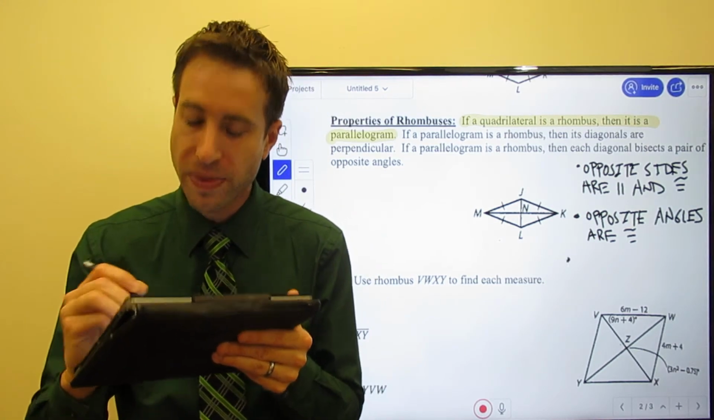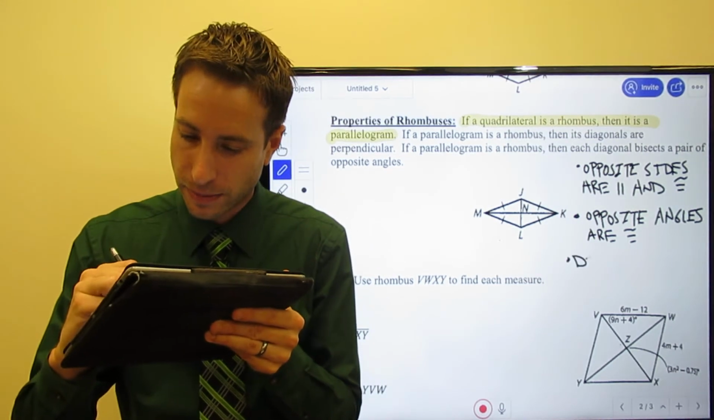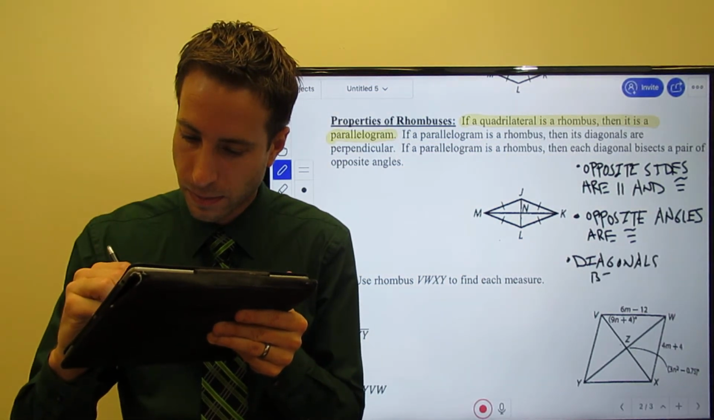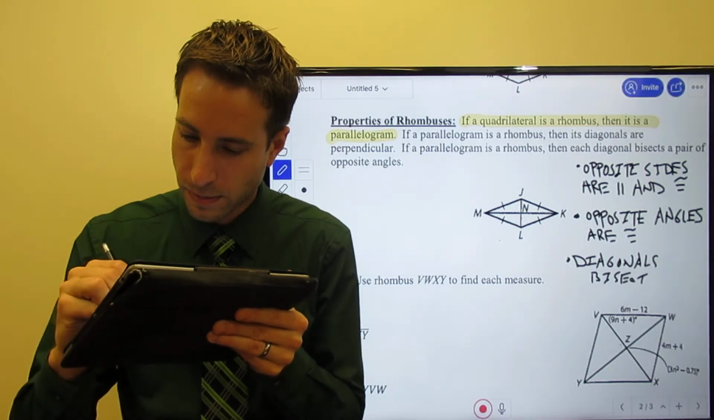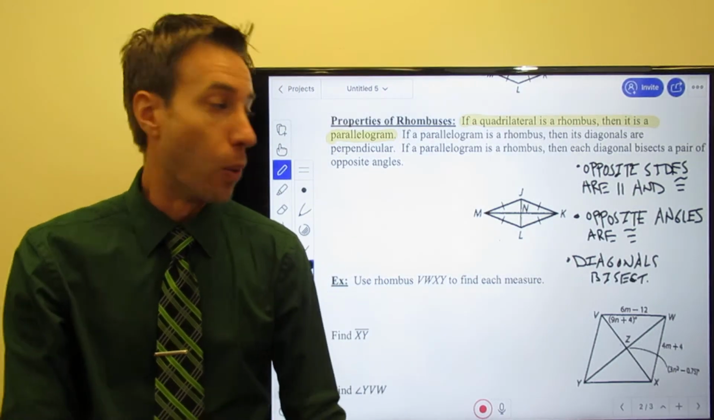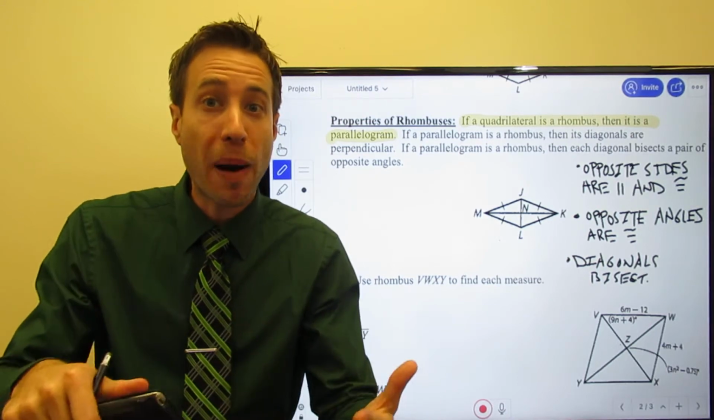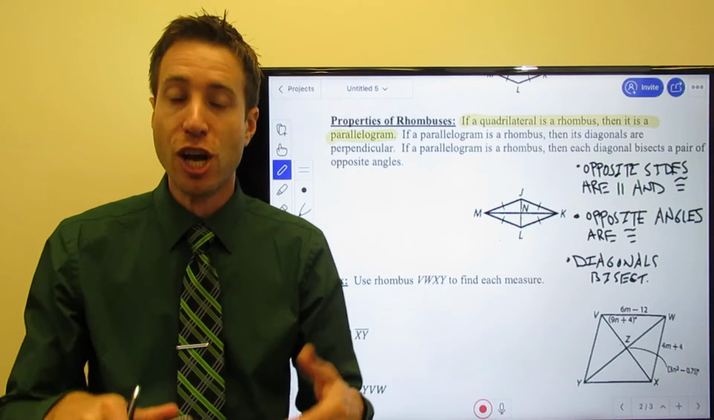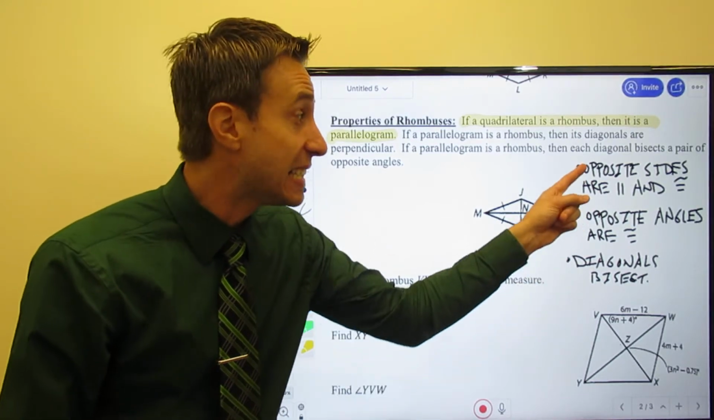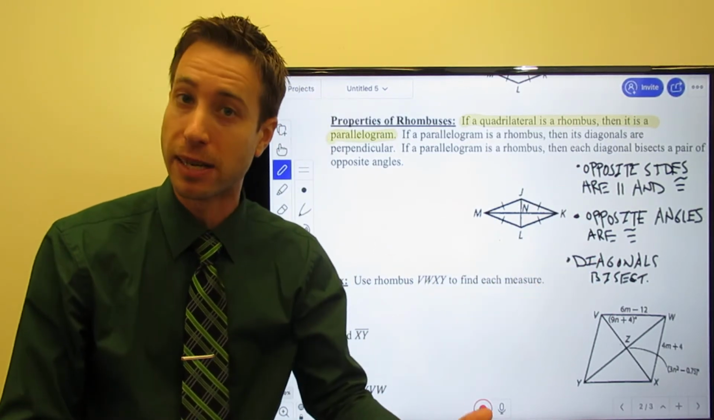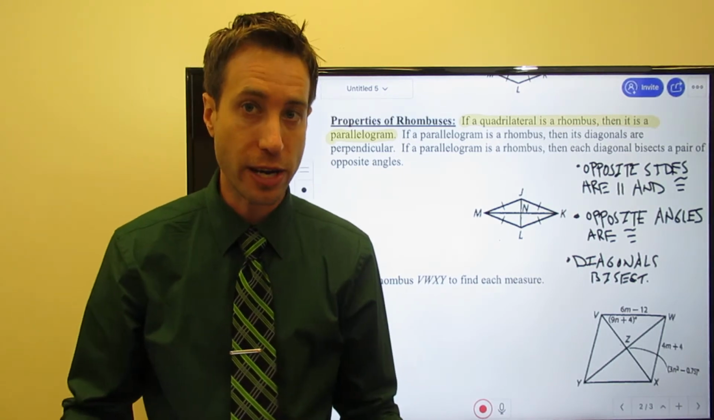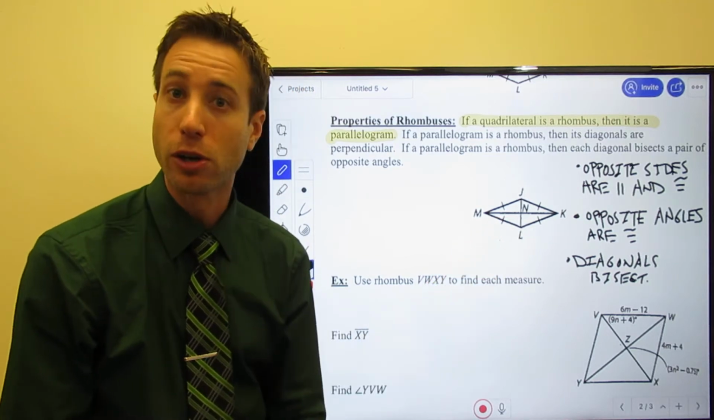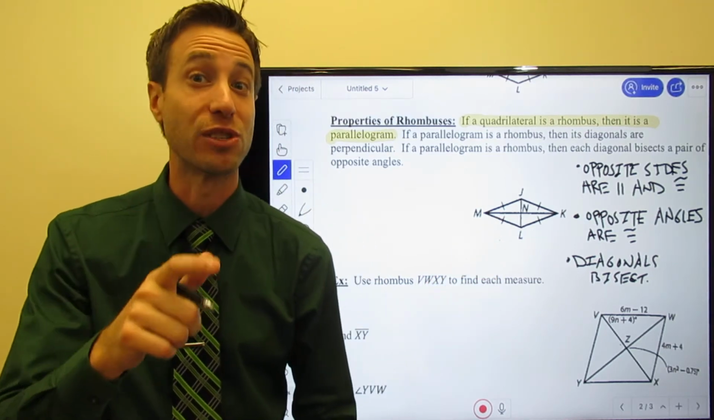Also, I know diagonals bisect each other. Why? Well, in a parallelogram, the diagonals bisect one another, and a rhombus is a parallelogram. So in addition to these properties, because it's a parallelogram, what else do I know about a rhombus? Well, I know that a rhombus has four congruent sides, but actually, there's even more than that.